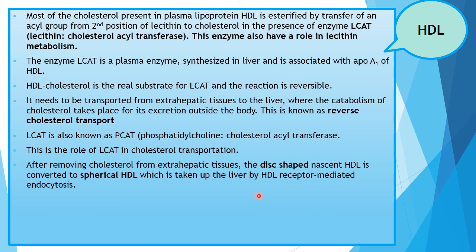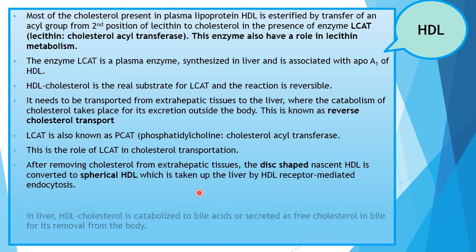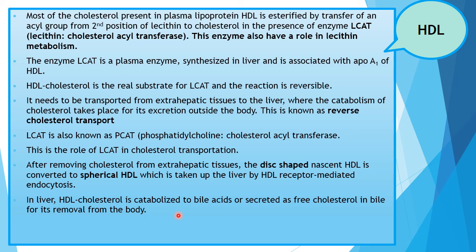After removing cholesterol from extrahepatic tissue, the disc-shaped nascent HDL is converted to spherical HDL, which is taken up by the liver by HDL receptor mediated endocytosis. In the liver, this HDL cholesterol is catabolized to bile acids or secreted as free cholesterol in the bile for its removal from the body.